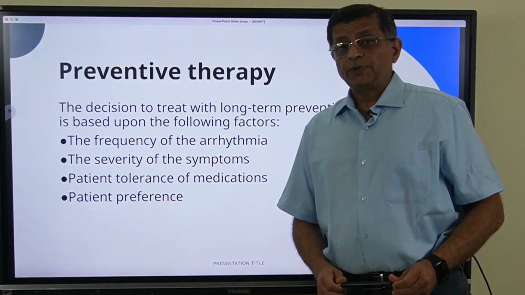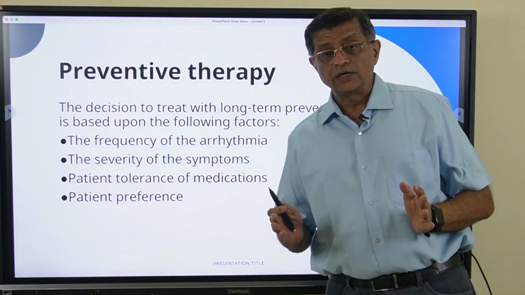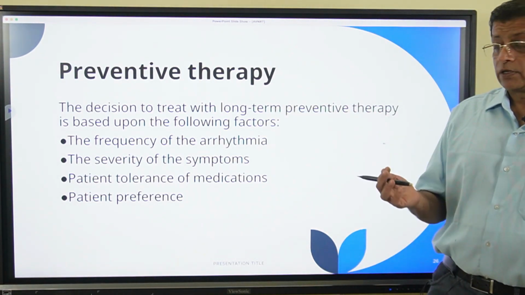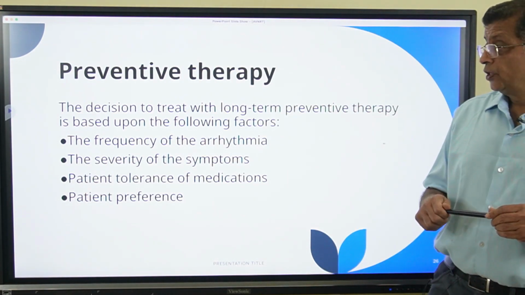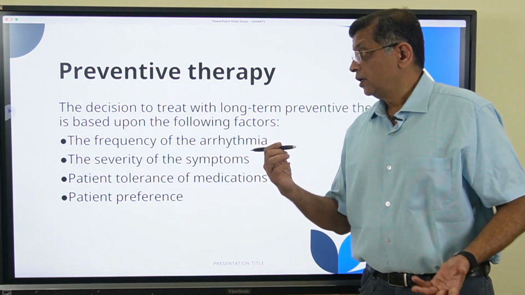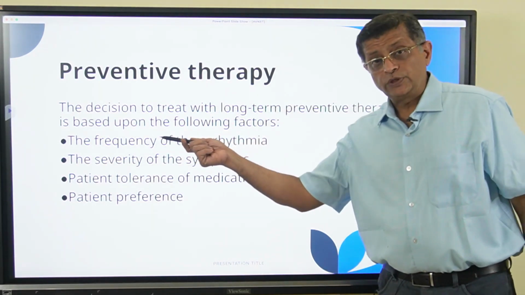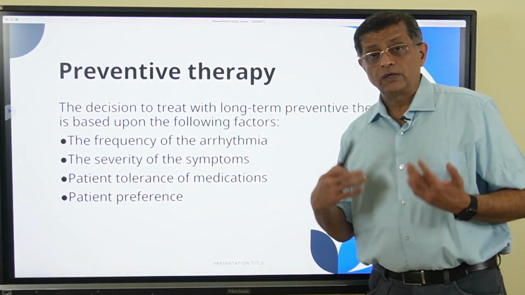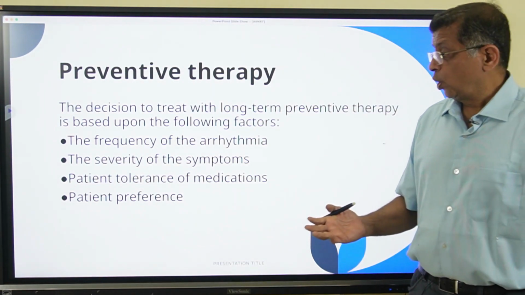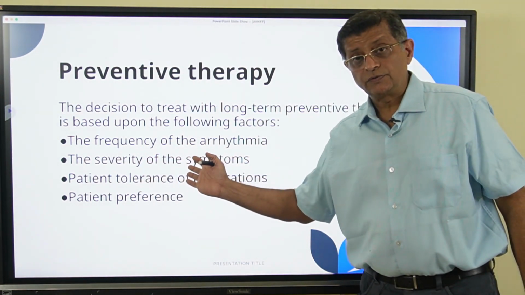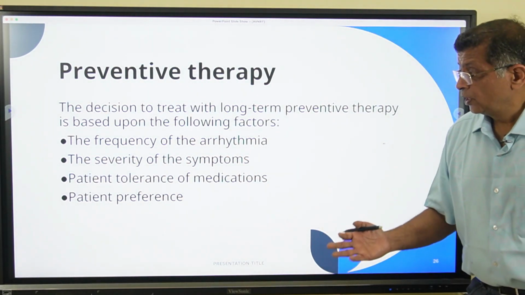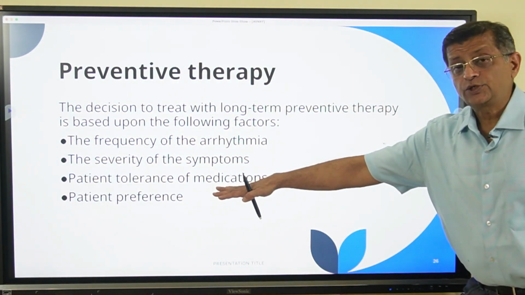Now, suppose the patient has tachycardia, and it has responded with a drug or electrical cardioversion. What do we do now? Do we give preventive therapy so that it does not recur again? It depends on the frequency of arrhythmia. Is the patient experiencing recurrent bouts of tachycardia, or does the patient have severity of symptoms, fainting or heart failure? Can the patient tolerate medicine?